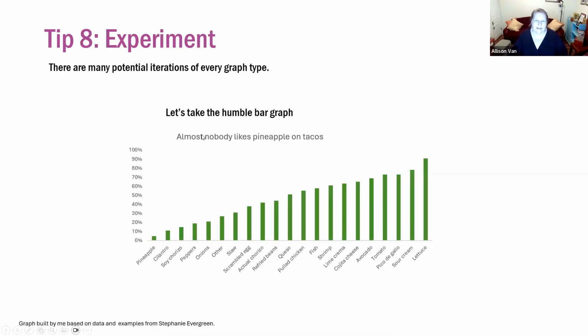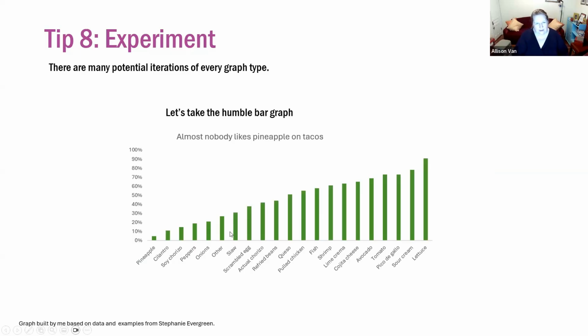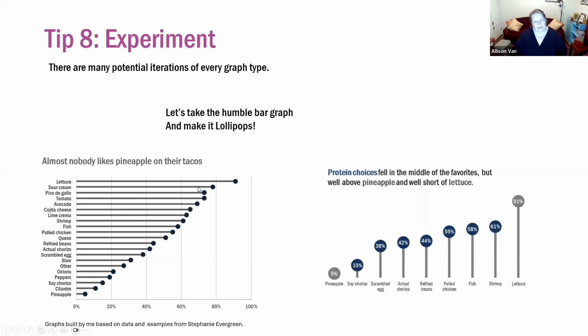Tip 8, experiment. So we'll just take a humble bar chart of, I was actually part of the sample for this one, what people like on their tacos. So you can turn this from bars into lollipops, and you can organize it from most to least. You can say, you know what, I don't care about all of this. I'm going to look at the highest value, the lowest value, and then these proteins right in the middle.